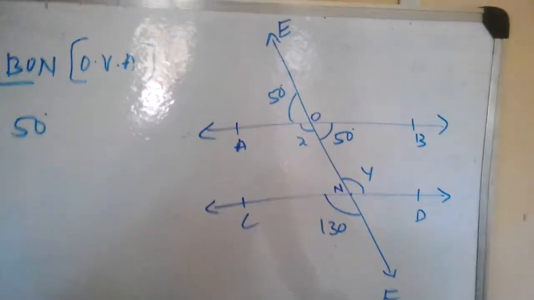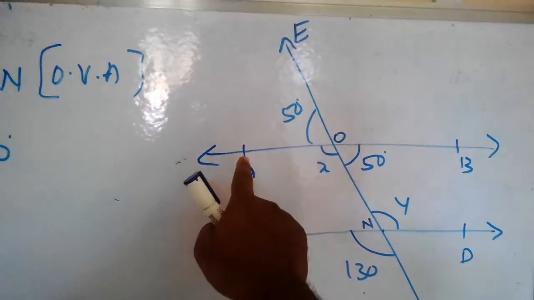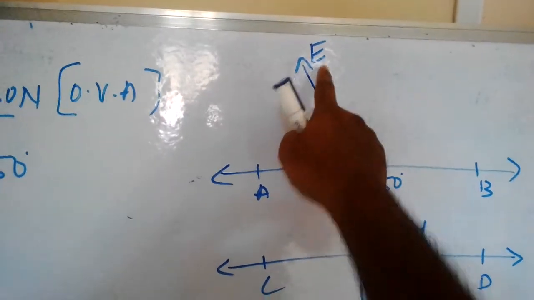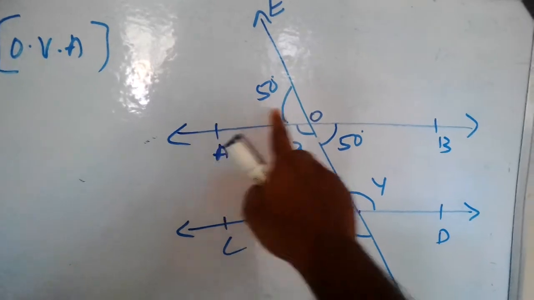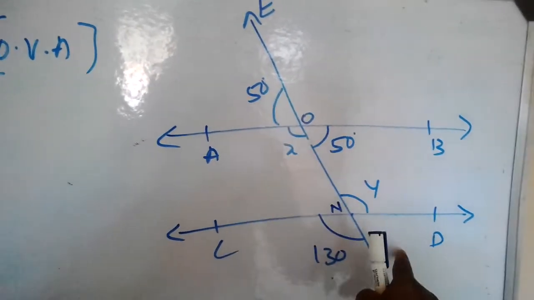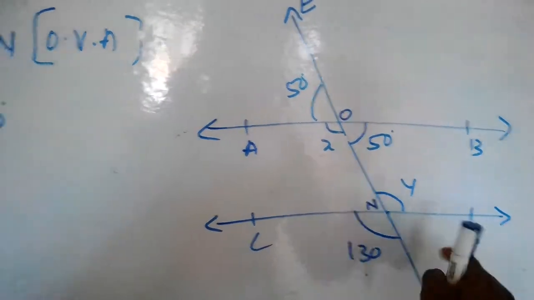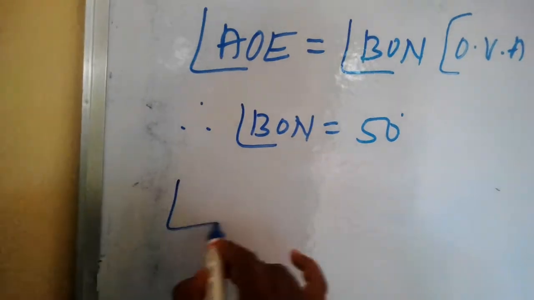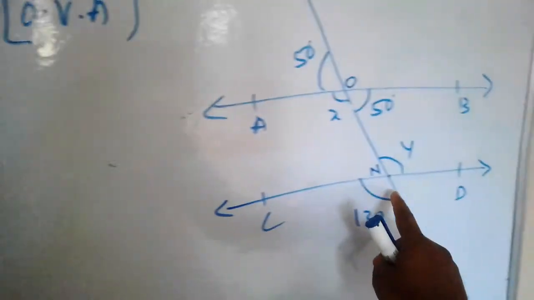Now this angle AOE is equal to DNF because they are alternate exterior angles. Okay, next, before going to write that, angle OND is equal to CNF.